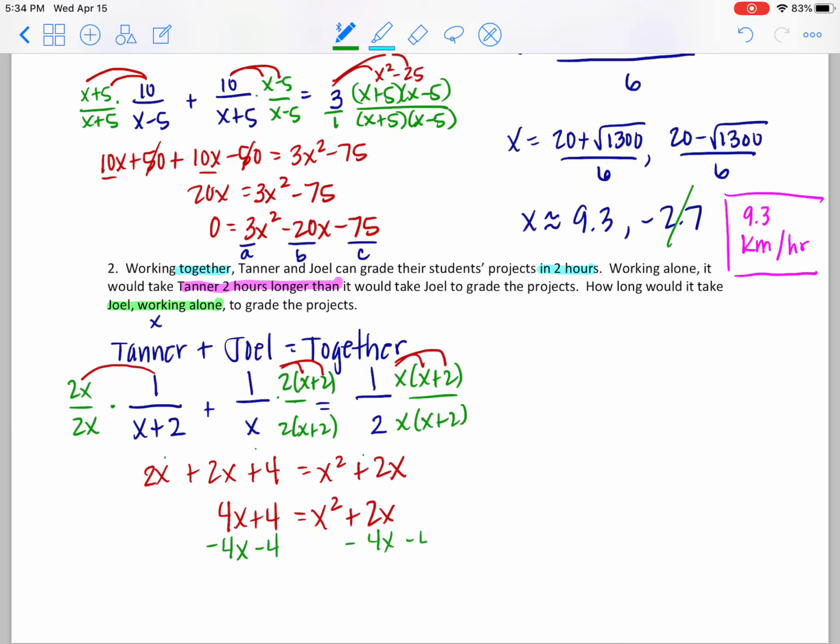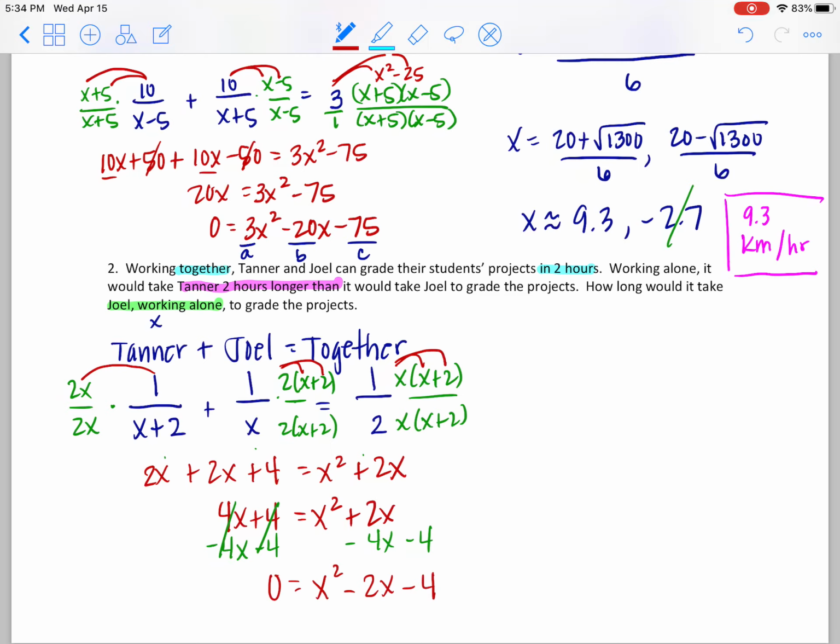I'm going to get this in standard form. So I'm going to subtract over the 4x and 4. So I get the 0 on this side. So now I have 0 equal to x squared, 2 minus 4 is negative 2x, and then minus 4. And again, we did this before, but we had a factorable equation here. It's a little more obvious than the last one that we cannot factor. There aren't going to be any factors of negative 4 that make negative 2. And we can't square root because that negative 2x is in the middle.